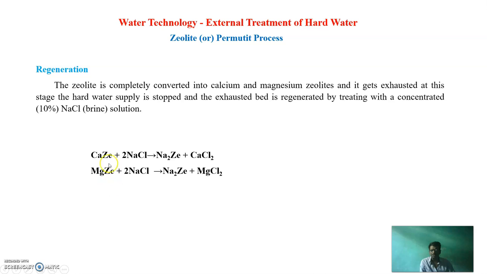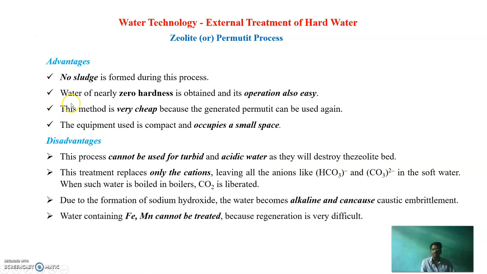Now the bed is washed with sodium chloride, that is 10% sodium chloride, which is called brine. Now all the calcium and magnesium ions are removed and sodium ions are regenerated on the surface of the zeolite bed. So all the calcium and magnesium zeolites are converted into sodium zeolites, and these ions are removed as chlorides. Now, advantages and disadvantages.